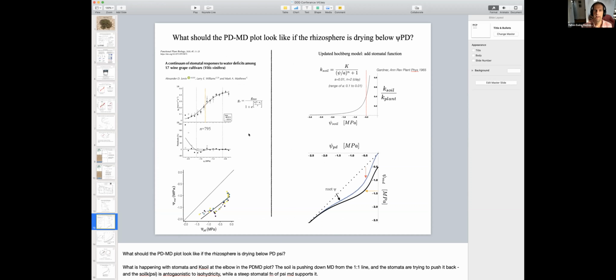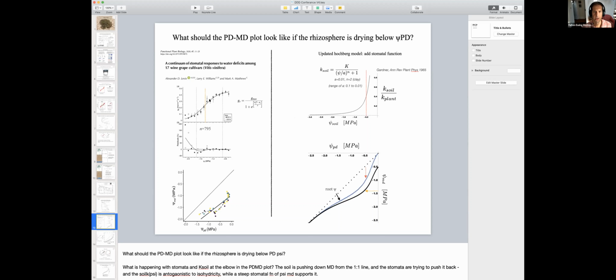Okay. So what do we expect to see in these midday versus pre-dawn plots if Cowan's right and we're getting this kind of diurnal pulling away of root zone potential from the bulk soil? In other words, pre-dawn is not root zone water potential. So I basically took Uri's model from the TIPS paper. It's a simple hydraulic model.